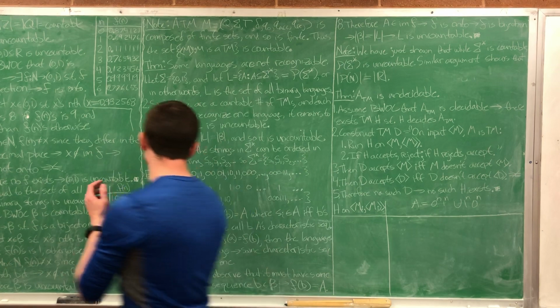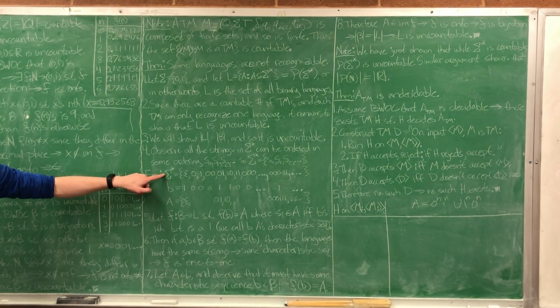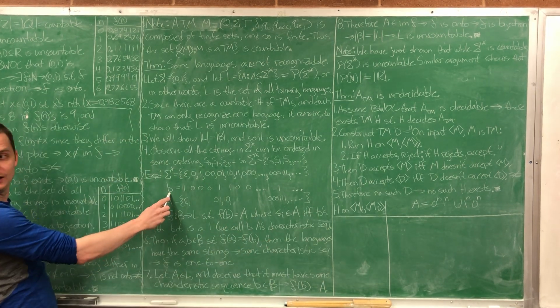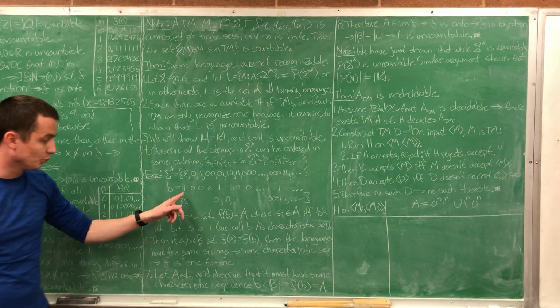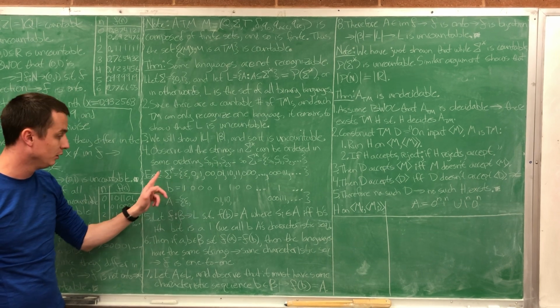Okay. But the point to note is A is some subset of this, right? And so for each language A, we can create a corresponding infinite binary string, where the binary string has a 1 in the first place if we included the first string from sigma star.